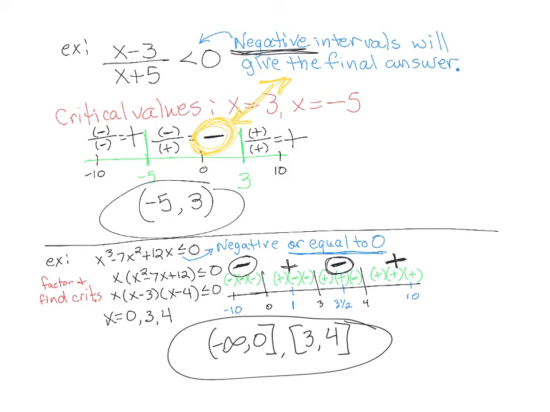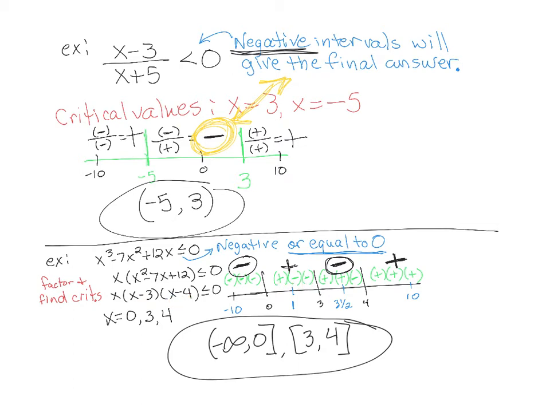Plugging in the next test value, it could have been a 2, it could have been a 0.1, it could have been a 0.999, it could have been anything between 0 and 3. I chose a 1 because it's easy. Positive 1 gives me a plus. 1 minus 3 is a negative, 1 minus 4 is a negative. I get a plus, minus, minus.